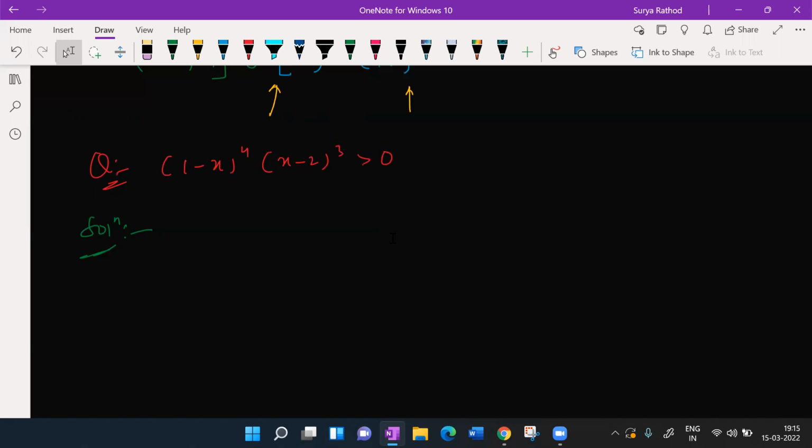Make it fast. What is the answer? You can't take this much time. It's a very simple question. Look at this here. What we have to do here? Multiply with minus.